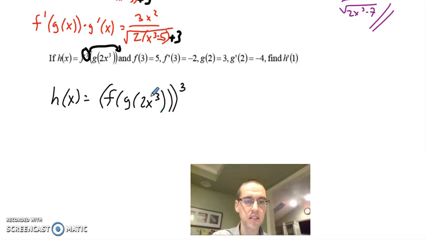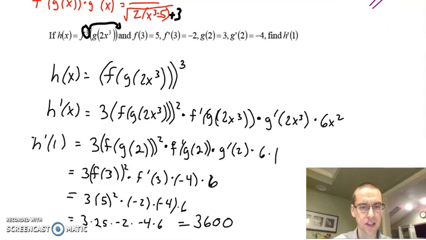Okay, so pause this, try to take the derivative of it, plug in 1, and see what you get. Good luck. Pause it. So hopefully you got 3600. If you didn't, please pause it, figure out where you went wrong. I think all the steps are pretty clear right here, but you had to find h prime of x first, and then I plugged in 1. So pause it if you didn't get it, but we're going to move on.